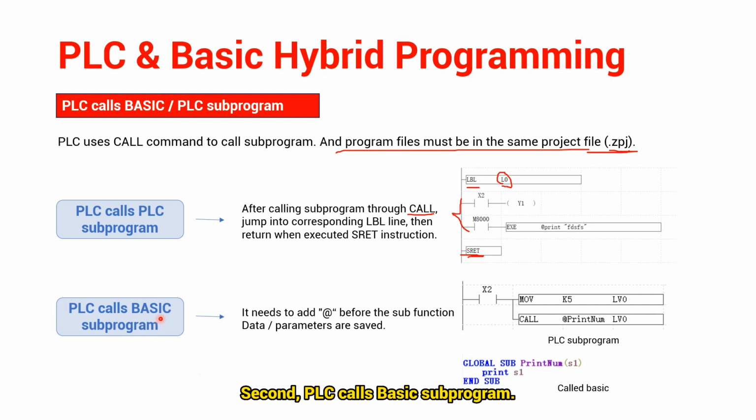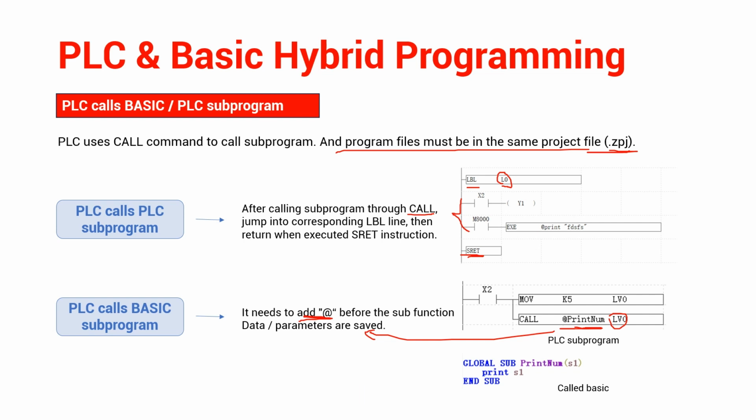Second, PLC calls basic subprogram. There is one difference. Add should be added before the subfunction name. The name is the basic command name. This means whether to pass the parameters. If yes, use the local register. Here, LV0 is used. That is, save parameters into LV0 at first. Then it calls basic. Data is saved into S1. Please note it must be global type because it belongs to crossfire calling.